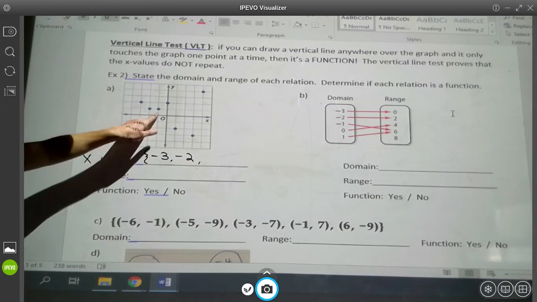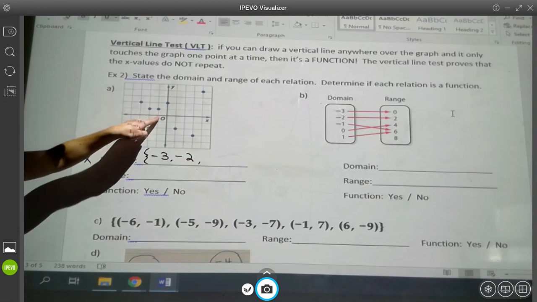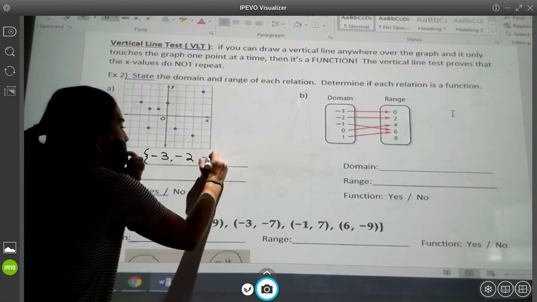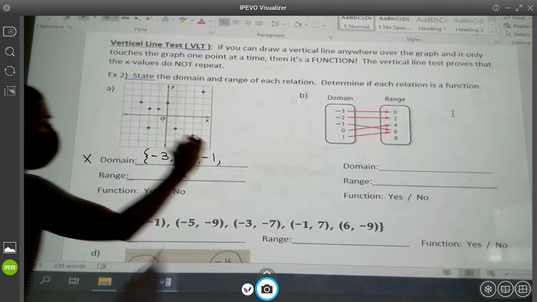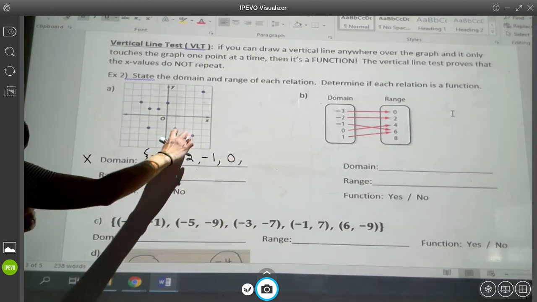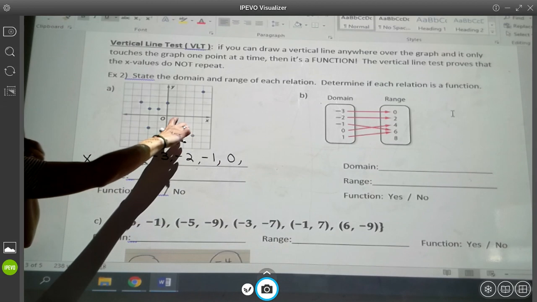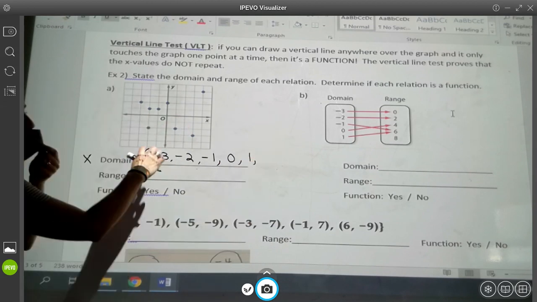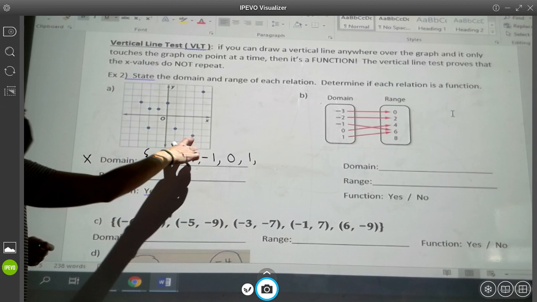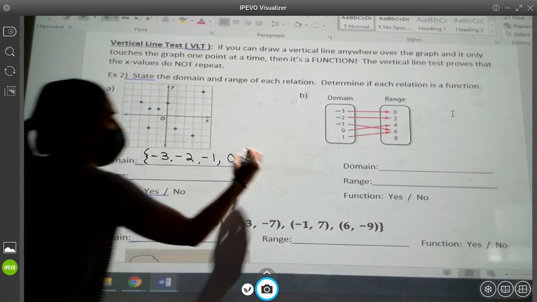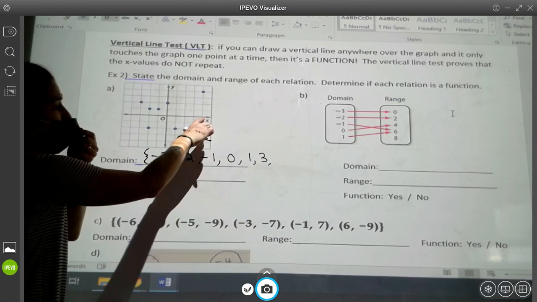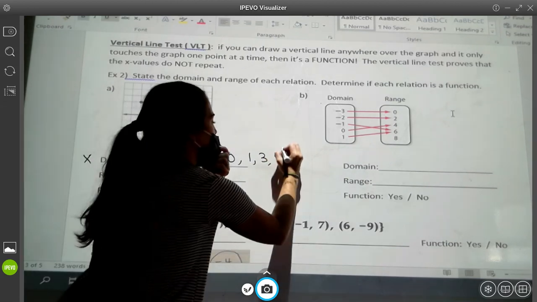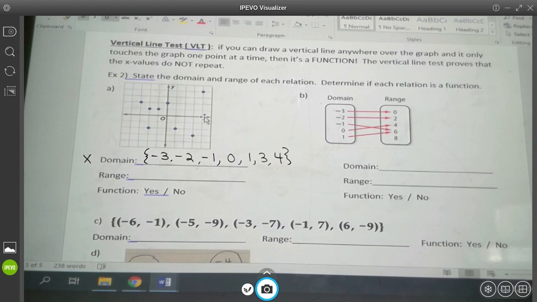All right, the next blue dot is right there, and that one has an x value of -1. The next blue dot is right there, and it has an x value of 0. All right, the next blue dot is right here, and it has an x coordinate of 1. And then the next blue dot is here, and that one has an x coordinate of 3. And the last blue dot is all the way up here, and that one has an x coordinate of +4. So that's your domain. Those are all the x values that live on the graph of this relation.